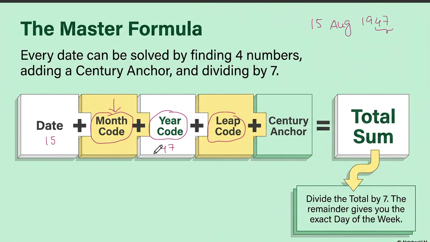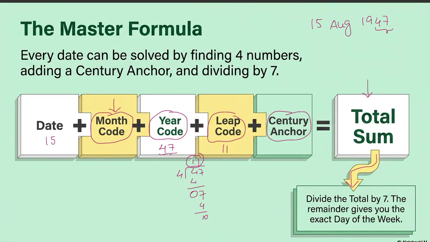Leap code means you take the last two digits and divide them by 4. Okay, 47 divided by 4. Whatever quotient you get: 4 ones are 4, remainder 0, then 7, and 4 ones are again 4. You don't have to look at the remainder. The quotient is 11, so your leap code is 11 here. And the century anchor, that I will also tell you. The final step is to add all the values and divide by 7.